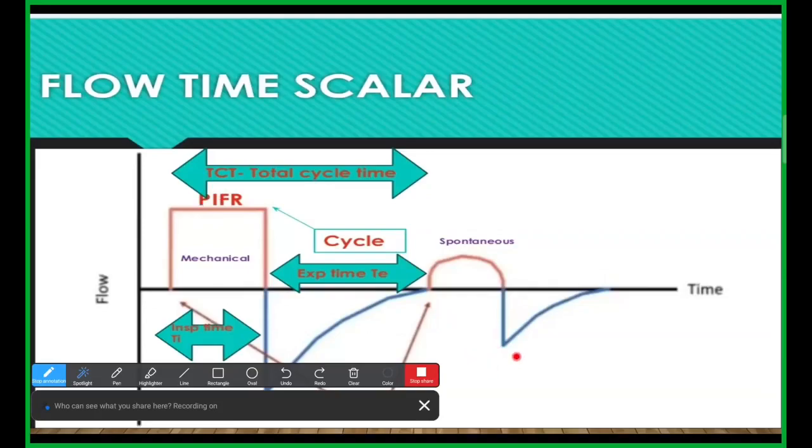Your total cycle time is from the start of one inspiration to the start of the next inspiration. So this is the total cycle time. The interval between the beginning of the first inspiration to the beginning of the next inspiration is called the total cycle time. What is the inspiratory time? Beginning of the inspiration to beginning of expiration. And what is expiratory time? Beginning of expiration to the beginning of next inspiration. So this is how it is marked.